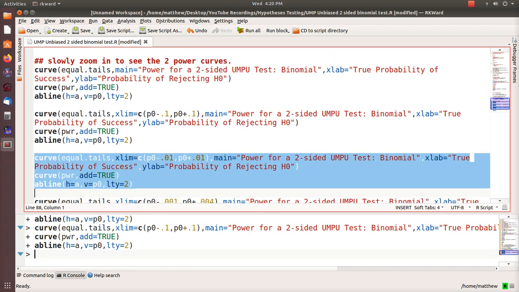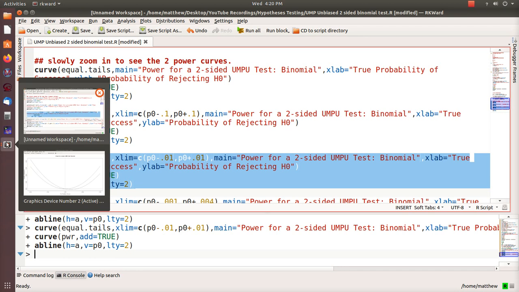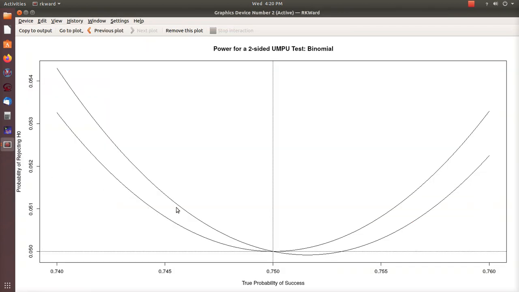Let's zoom in 0.01 to either side of 0.75. And now you can tell the two curves are definitely different, and the equal tails test dips below the alpha level, 0.05. And so it's not an unbiased test, but the power curves are so close, and it's so much easier to calculate the equal tails test that most people just do that equal tails test.